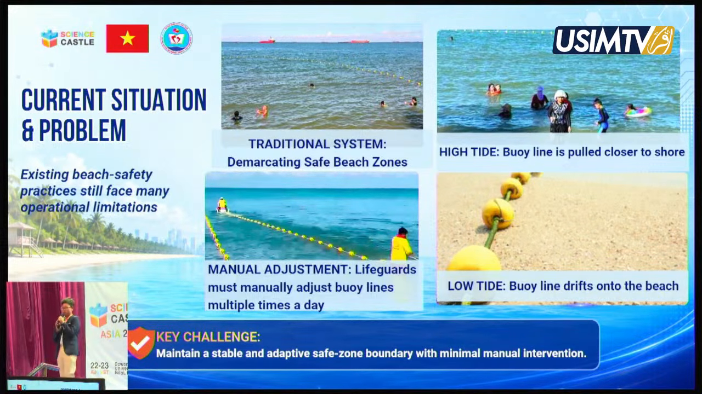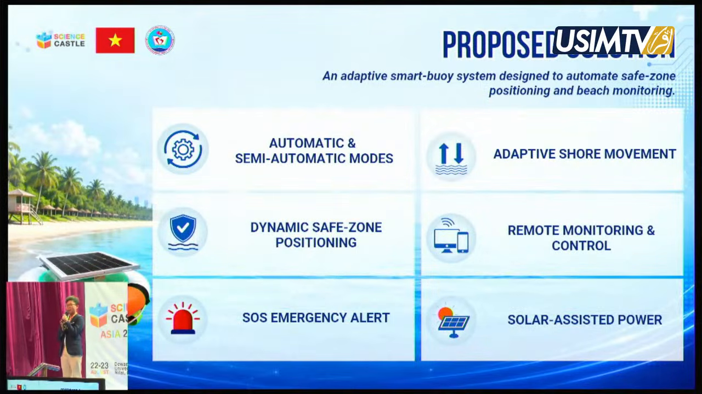To solve this problem, we propose a smart buoy system that is designed based on high technology. This smart buoy system is designed to automatically adjust its position depending on the changing of waves and wind. It can move toward or away from the shore, ensuring that the swimming zone remains in its correct position. It also supports remote monitoring through a phone or computer.